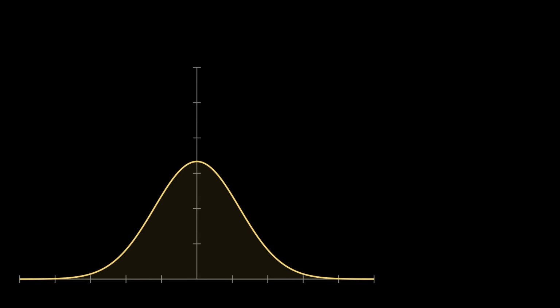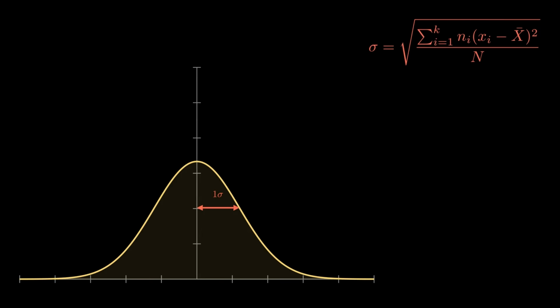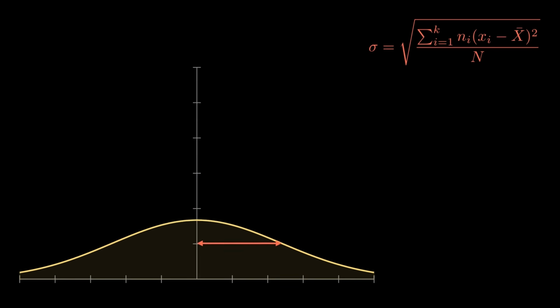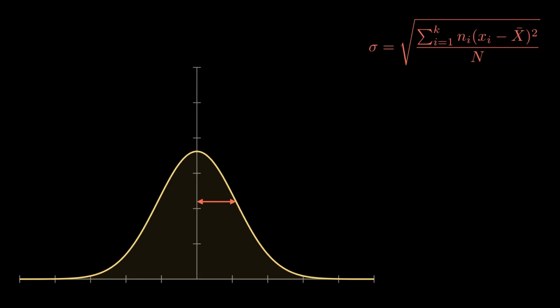Another way to visualize this is by plotting our data into a continuous curve. The standard deviation is quite literally the width of that curve, specifically the distance from the peak to the inflection points where the curve stops curving down and starts flattening out.